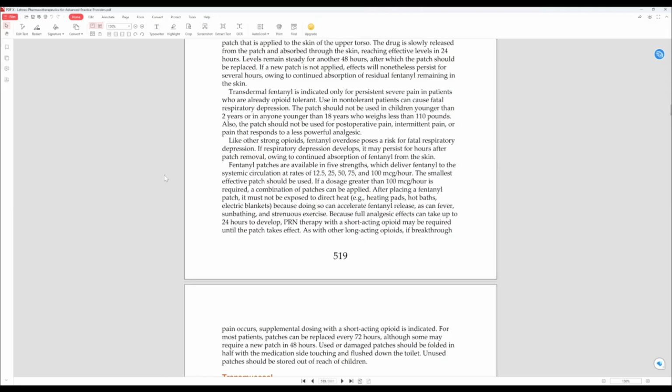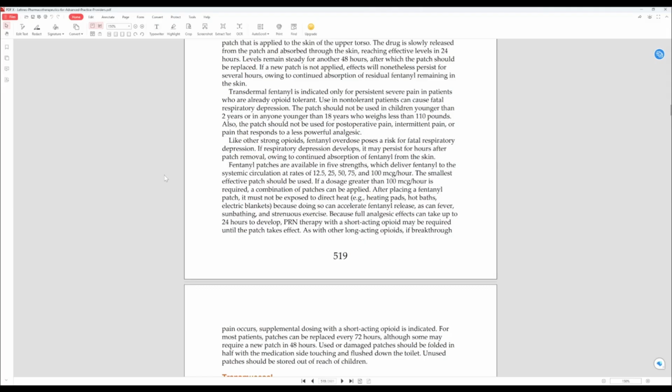If a dosage greater than 100 micrograms per hour is required, a combination of patches may be applied. After placing a fentanyl patch, it must not be exposed to direct heat, such as heating pads, hot baths, or electric blankets, because doing so can accelerate fentanyl's release, and so can fever, sunbathing, and strenuous exercise.